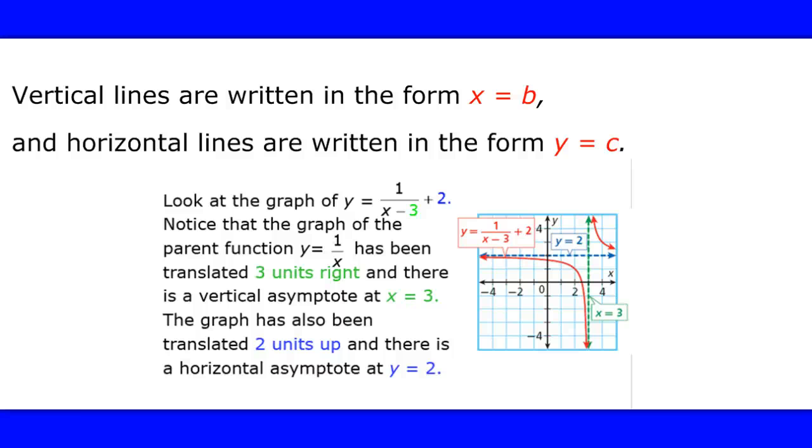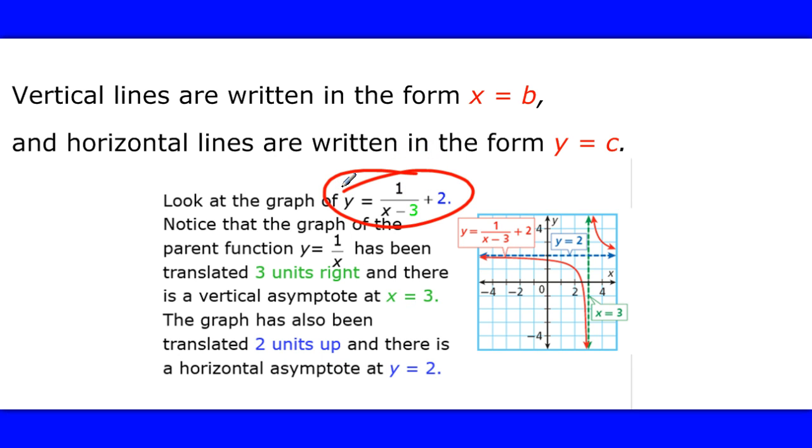In this case, we're going to let that value be b, and that b is going to relate to a specific number in our function. All right, horizontal lines are all written y equals a constant number, a set number, and we're going to let that represent c. So here is an example right here.